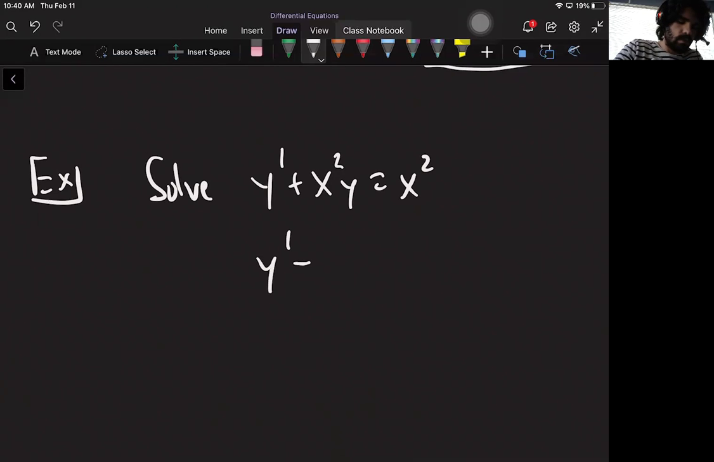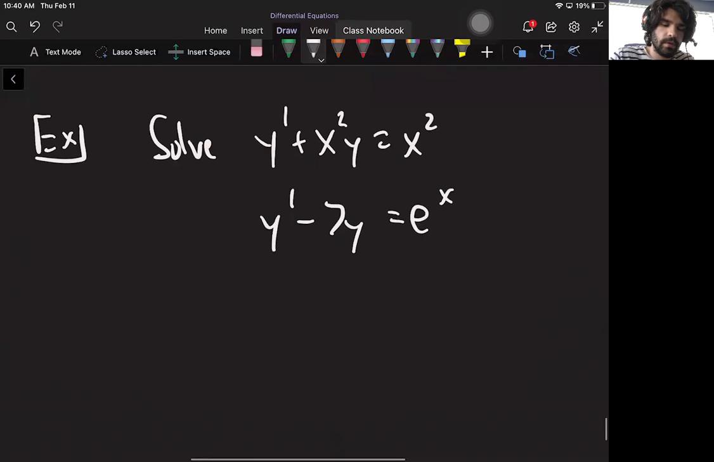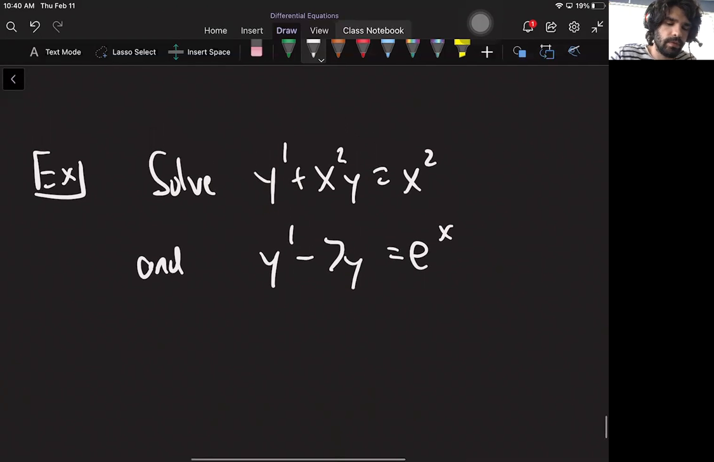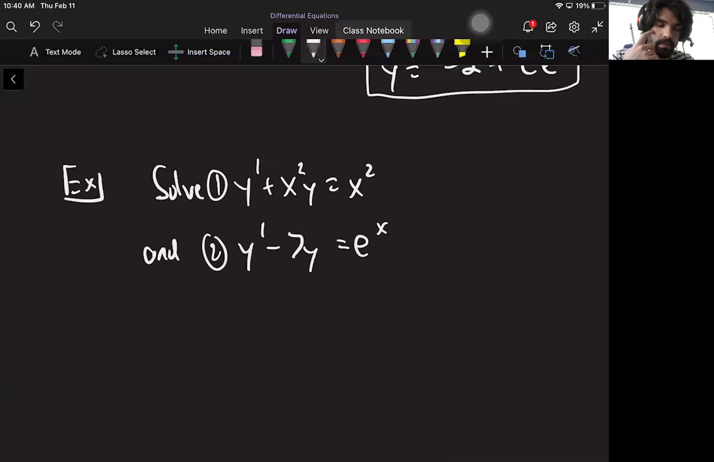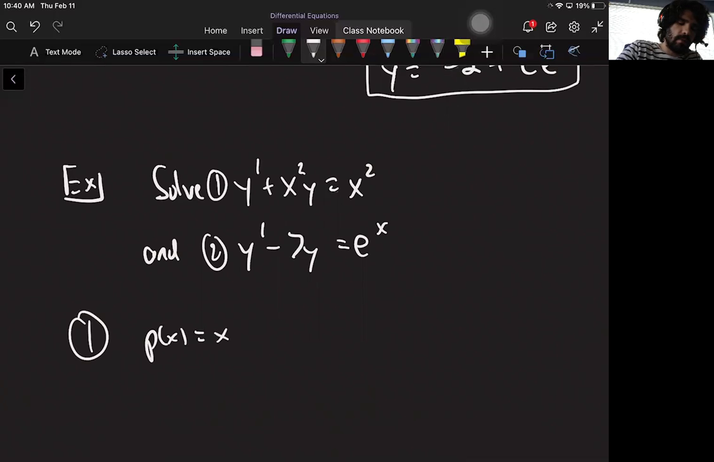And here's another one. Let's see, I guess I'll do the second one because it looks easier. Or maybe I'll set them both up and then you can finish them. So I'll call this one 1, call that 2. So for 1, p of x is x squared.